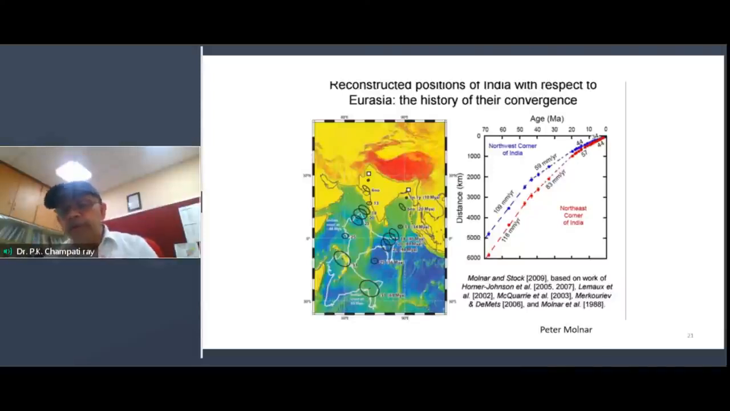And as you go into the Himalaya, the movement rate reduces still further. So at the boundary it is approximately 45 to 50 millimeters. Then because of the collision, it cannot move. So the movement rate reduces as we cross the Himalayan mountain front and go into the Himalaya. So the northwest corner and the northeast corner both show a differential rate of movement.